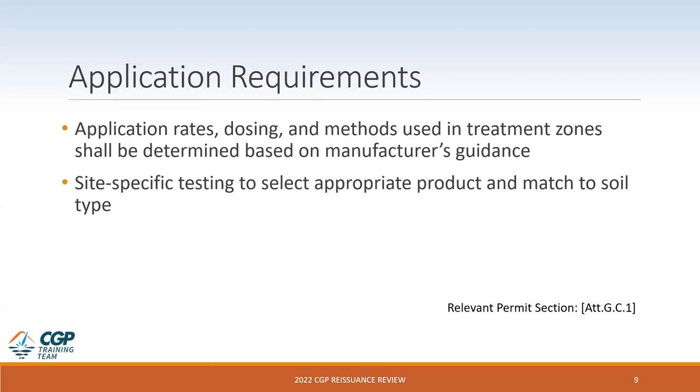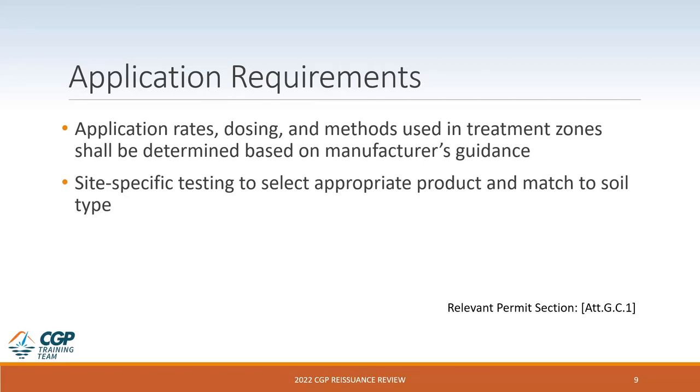Additional application requirements. So the application rates of the chemical dosing and methods for application, again, should be determined based on the manufacturer's guidance. Another really critical aspect is to perform site-specific testing to ensure that an appropriate product is matched to the soil type on your construction site. And now what that is going to do is just maximize the overall efficiency of your passive treatment system.